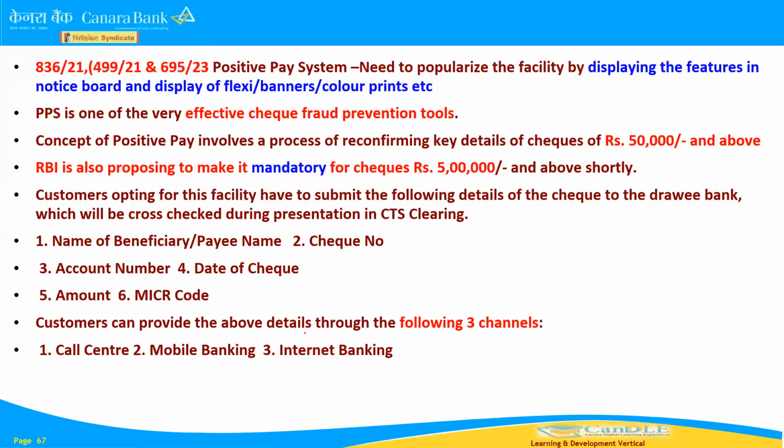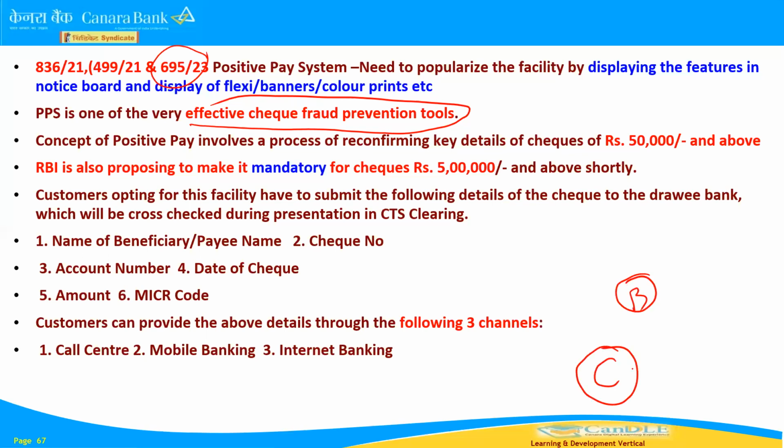Positive payment system. Very important system. This year also a circular came, 695/23. What is this? This is for fraud prevention, an effective check fraud prevention tool. See, bank is there, customer is there. Customer issues a check, for example, 10 lakhs. Once the customer issues a check, it will come for collection to your bank because he is a Canara Bank customer. Before that, the check details will be provided by this customer to your bank, so that when this check comes to you, if it is a fraudulent check, bank can stop.